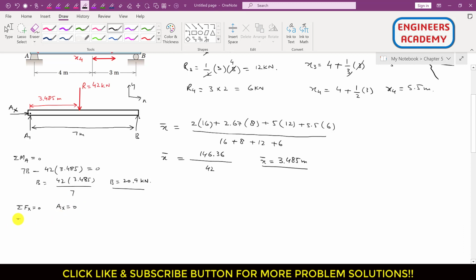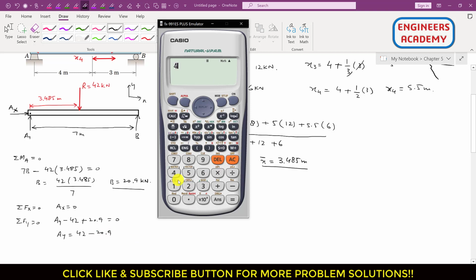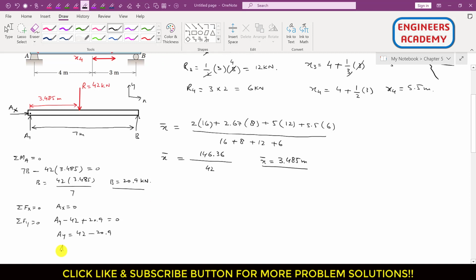And similarly, if we apply the summation of forces along y equals to 0, so AY is acting in the positive y direction, so I will write AY. This R is acting in the negative y direction, and B is acting in the positive y direction, which is 20.9, and this is equal to 0. So AY equals to 42 minus 20.9, so this is AY, which is 21.1. So AY equals to 21.1 kilonewton.